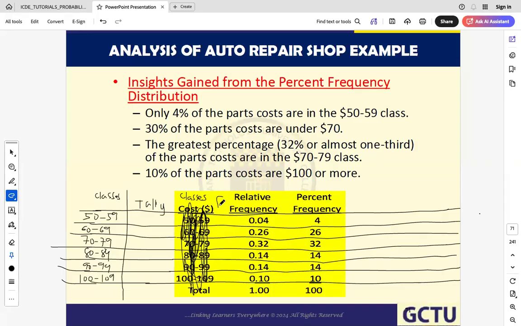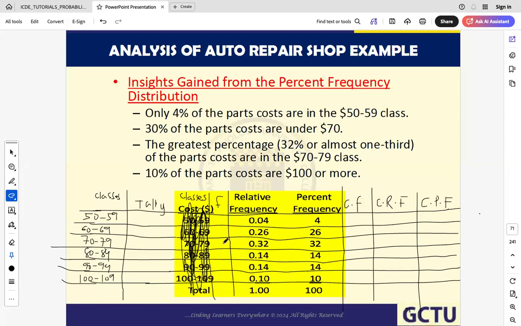Then we have our frequency. Then I have the relative frequency, percent frequency. Then from there, we have our cumulative frequency. Then we have our cumulative relative frequency. And then we end up with cumulative percent frequency.